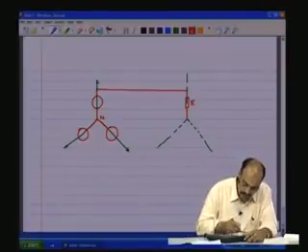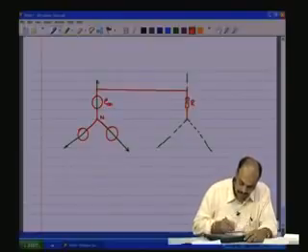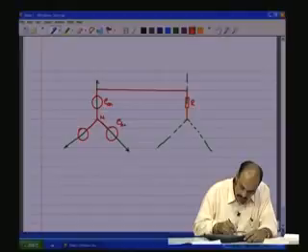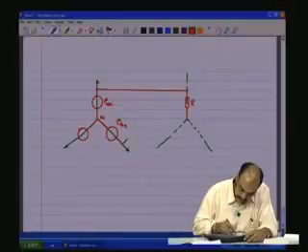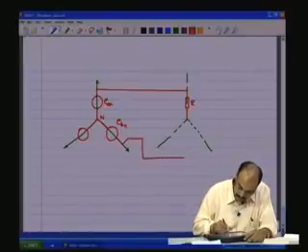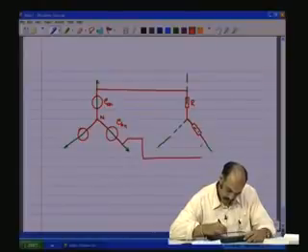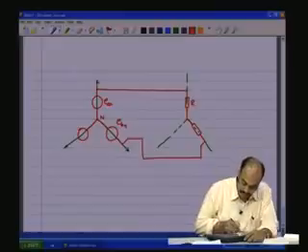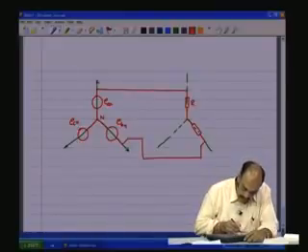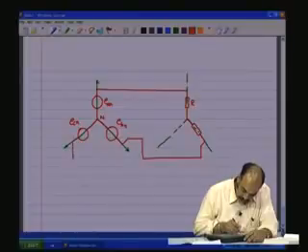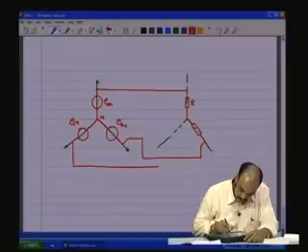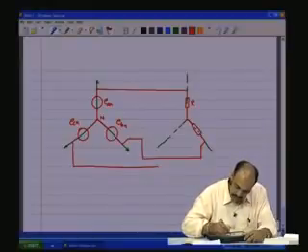So, this is EAN, and then we have the EBN, the B phase circuit, which is connected to the B phase load. So, let me connect this. To the B phase load, and then we have the ECN, the C phase source, which is connected to the C phase load R.